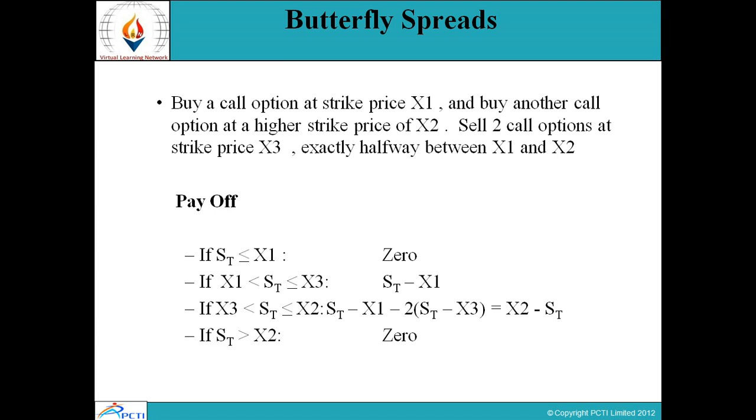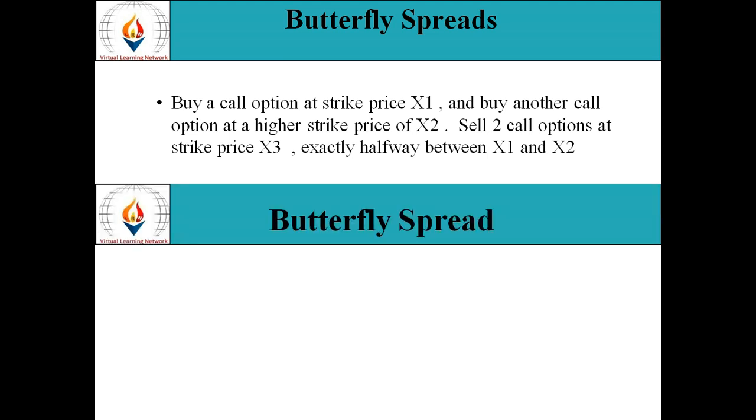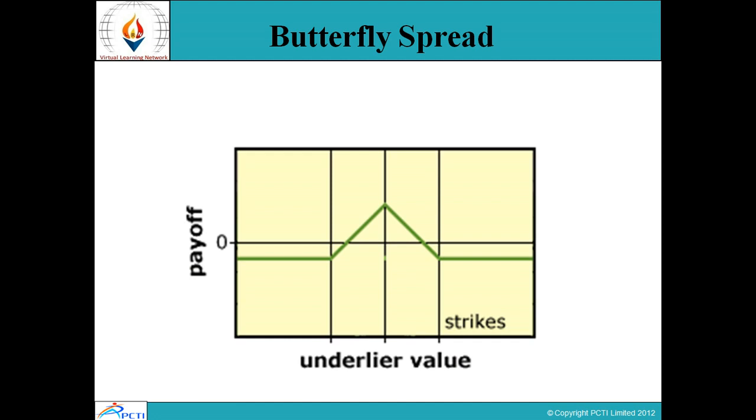Butterfly spread: buy a call option at a strike price X1 and buy another call option at a higher strike price of X2. Sell two call options at a strike price X3, exactly halfway between X1 and X2. Payoff: if ST is less than or equal to X1, 0. If X1 is less than ST, less than or equal to X3, ST minus X1. If X3 is less than ST, less than or equal to X2, then (ST minus X1) minus twice (ST minus X3), which equals X2 minus ST. If ST is greater than X2, then the gain is 0. The butterfly spread payoff rises at first, then peaks at the exercise price, then falls back down.